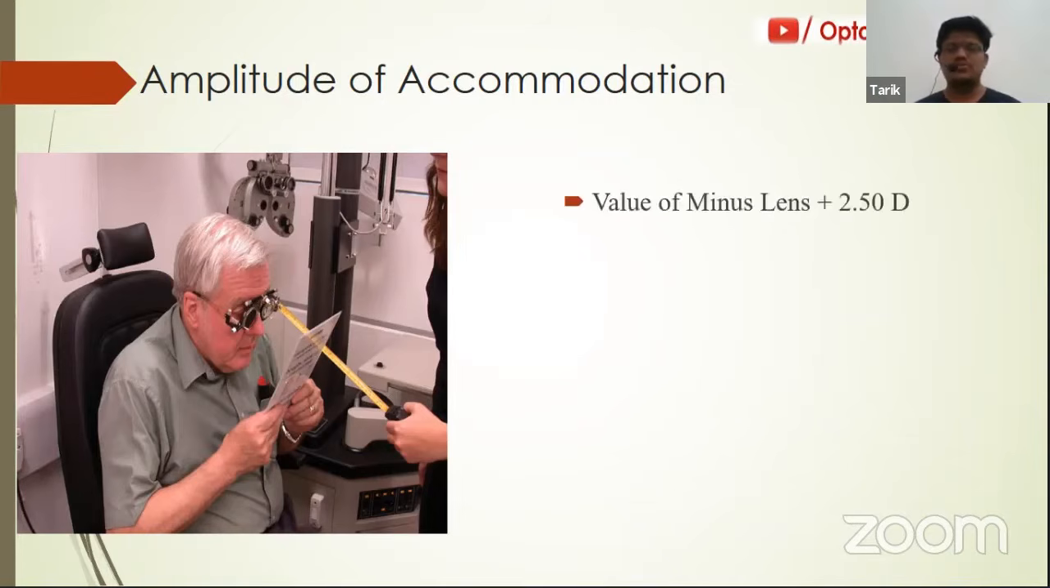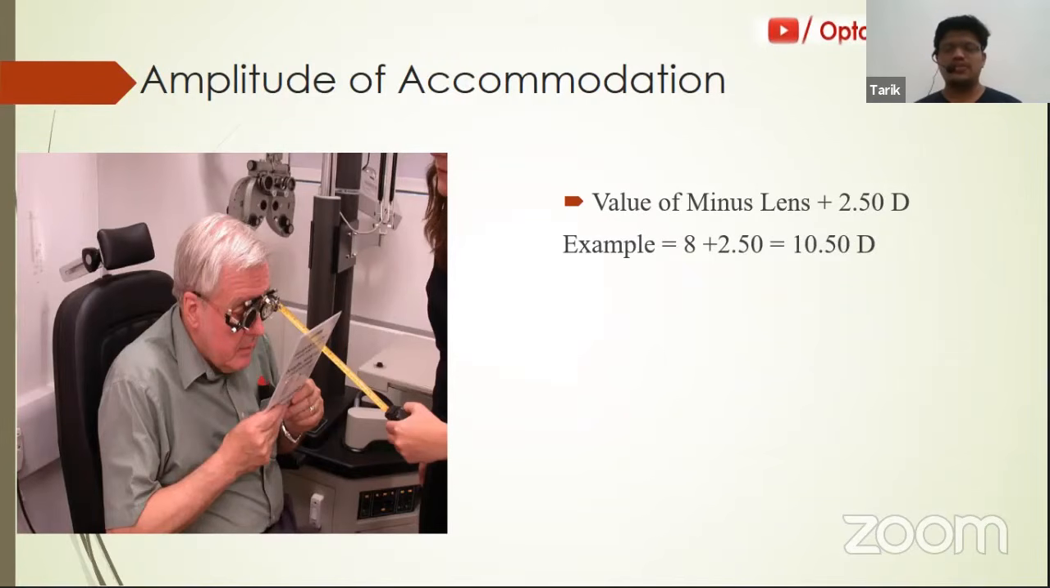Whatever minus value you are getting, for example 8 or 10, you add 2.5 over it. Now, why is this 2.5 added? This is to correct for the distance. You're already holding the chart at 40 centimeters, so even without any lens at that distance, you're using an accommodation of 2.5 diopters. Over that, we are putting minus lenses. So whatever value is coming, you add 2.5. Let's say the patient could read it with -8 and further than that he was unable to read it clear.